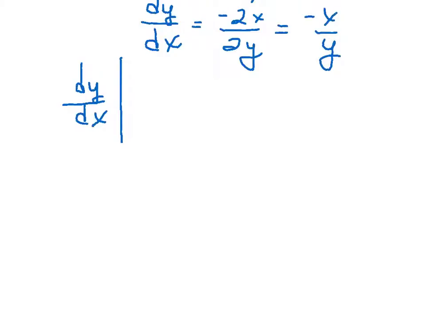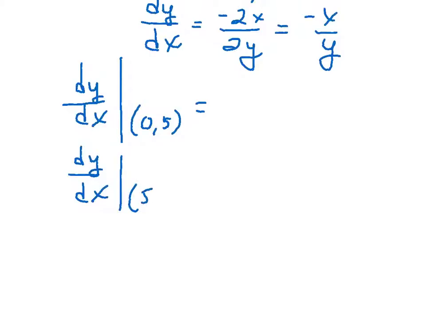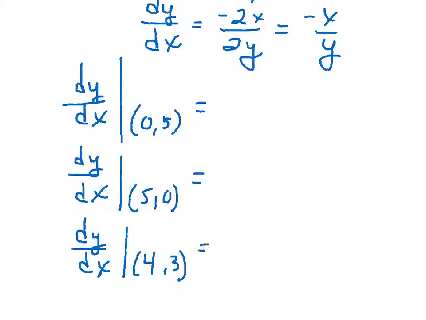So first we're going to identify dy/dx at (0, 5). Then we'll evaluate dy/dx at (5, 0). That's on the right-hand side of the curve. And then dy/dx we'll evaluate at (4, 3). And in each case, we're going to take the x and the y coordinate and plug them into negative x over y. Here goes. First we get negative 0 over 5, which is 0.